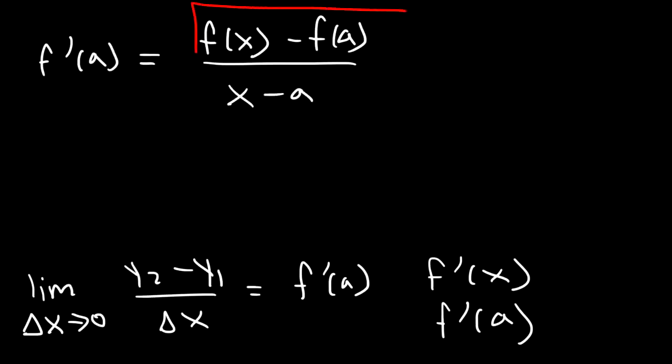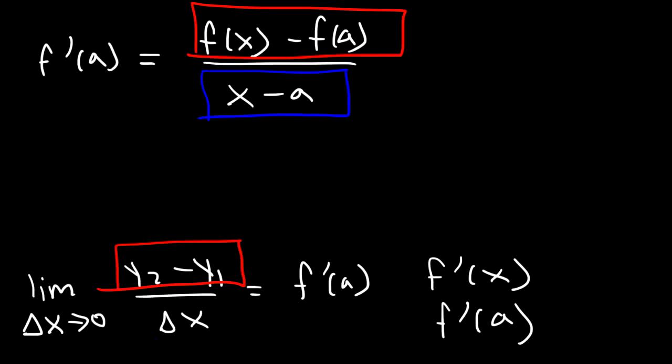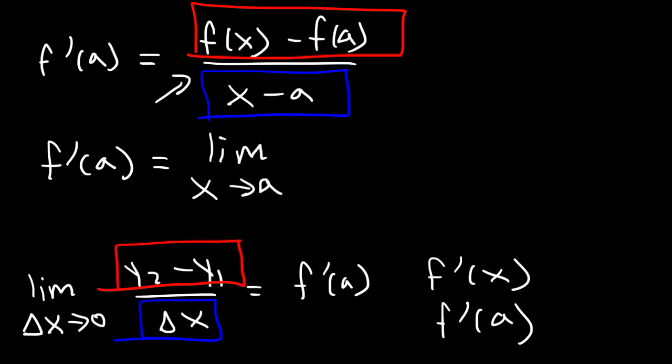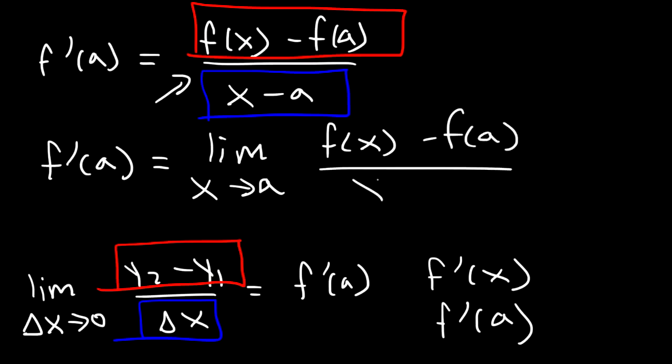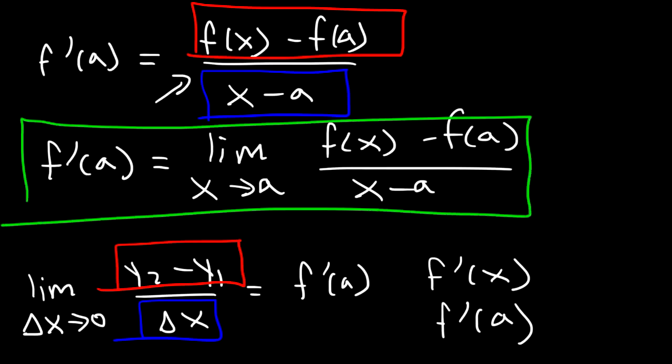So notice the similarities between this expression and what we have here. F of x is a y value. So f of x minus f of a is the difference in y values, and x minus a is the difference in x values. And there's something I'm forgetting to write. I need to write the limit expression. So here's the whole equation. F prime of a is equal to the limit as x approaches a of f of x minus f of a over x minus a. So this is the entire equation that will help you to find the slope of the tangent line, or the instantaneous rate of change using limits.